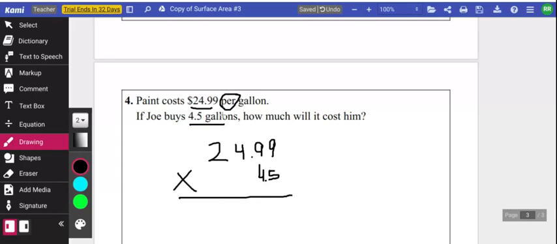Now, once you get done multiplying here, you should get 3 digits after the decimal, right? Because you have 1, 2, 3 digits after the decimal. And so in your answer, you should have 3 digits after the decimal. But remember, we're talking about money here, right? If Joe buys 4.5 gallons, how much money will it cost him? Money does not have 3 digits after the decimal. And so at the very end, you're going to have to round to the nearest cent because money only has 2 digits after the decimal.